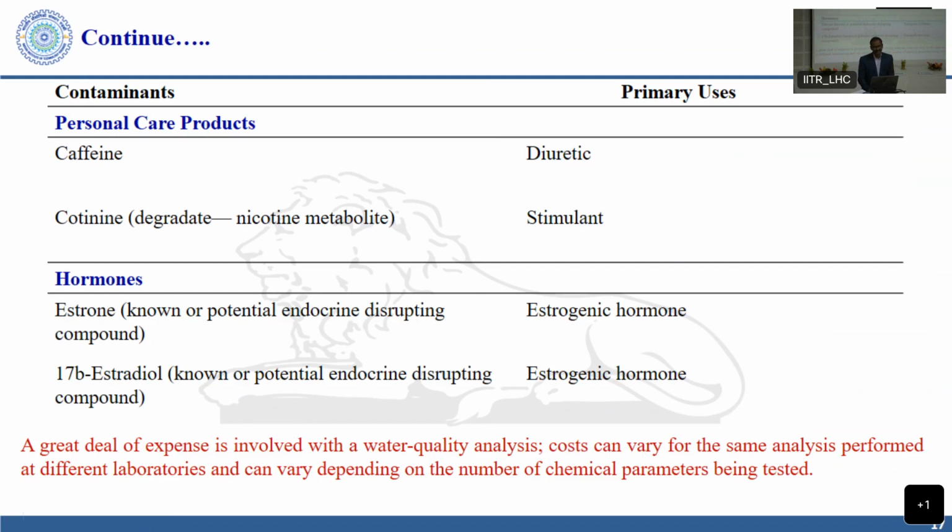parameters being tested. Okay, so regarding the emerging contaminants, there is one equipment, HPLC. Okay, that is available in our department, in the environmental lab. So one faculty member is working on that. That is very costly.